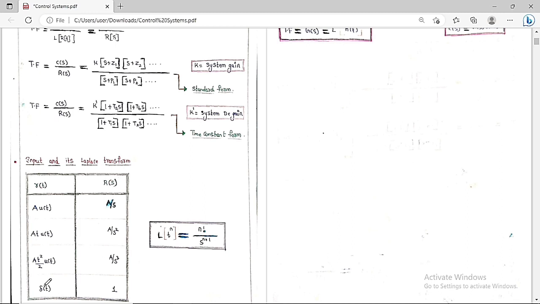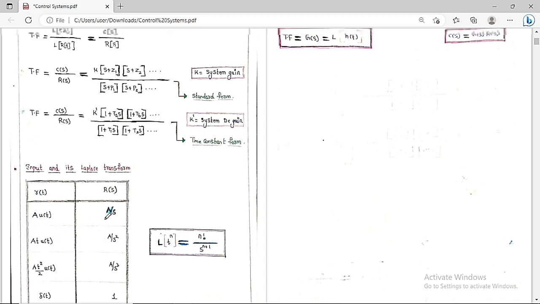So this is basically the impulse signal. All these forms you always have to keep in mind. The Laplace transform of t to the power of n is equal to n factorial by s to the power of n plus 1. By using this formula, we have got all these signals that correspond to the Laplace transform.